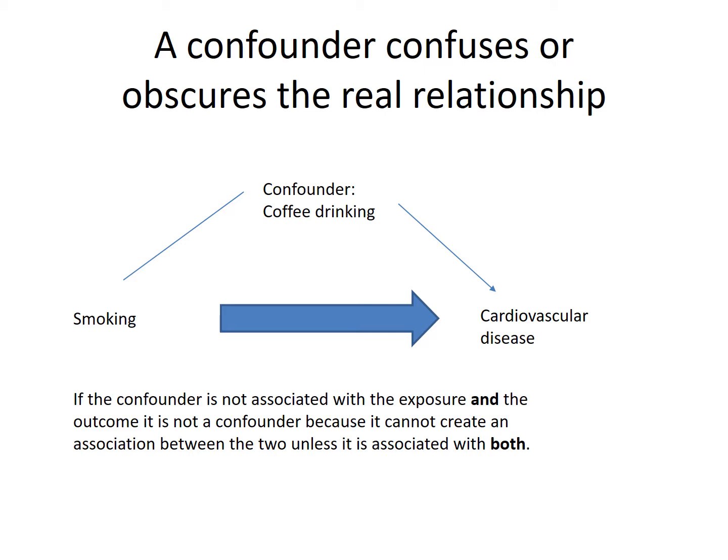The most important thing to remember is that the triangle is such that if the confounder is not associated with the exposure and the outcome, it's not a confounder, because it can't create an association between the two unless it's connected to them both. So it has to be associated with both the exposure and the outcome. So even if you can imagine something that's strongly related to your outcome, unless you can imagine that it's equally related to your exposure, then it can't be a confounder.